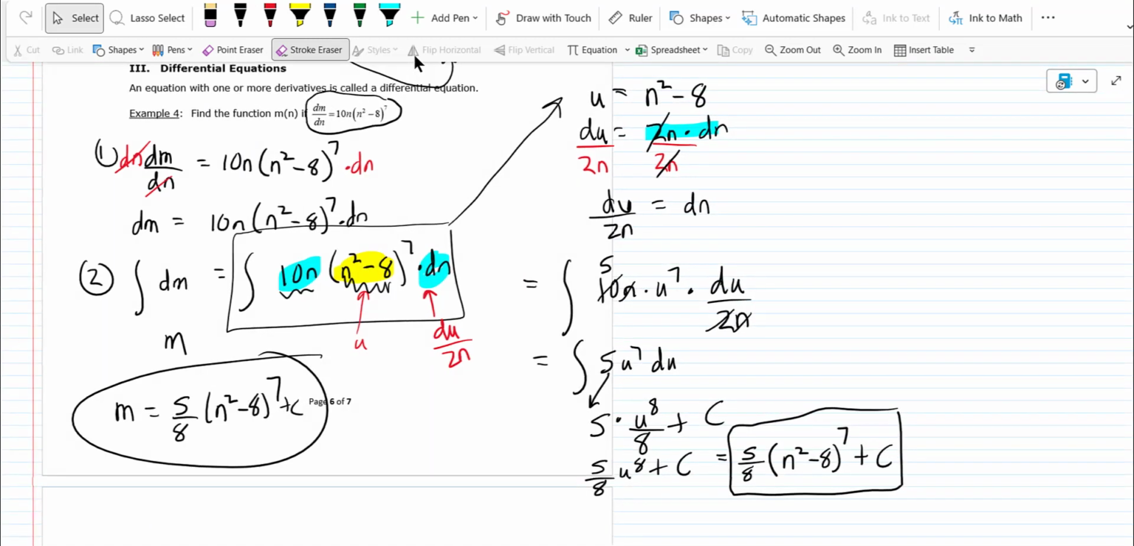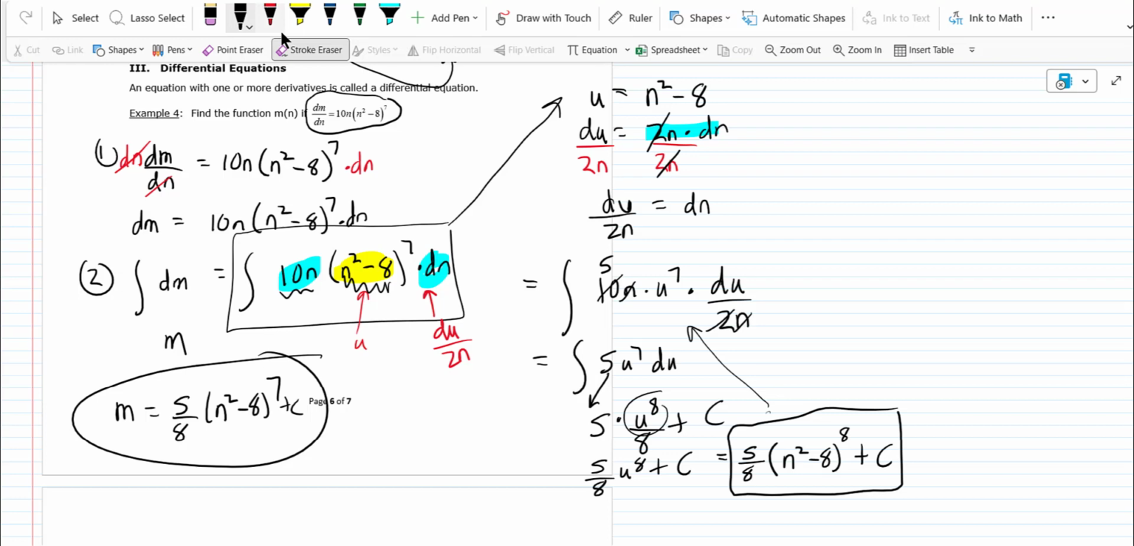Minus 8 to the 8th power? What? We added 1 to 7, so 8. So the final answer would be n to the 2nd minus 8 to the 8th power? Oh, to the 8th. I don't know why I did that. I think what happens sometimes when you do a problem like this, you look at the wrong previous step. Pretty clearly it's u to the 8th right there. All right, now we got it. Any problem with that?